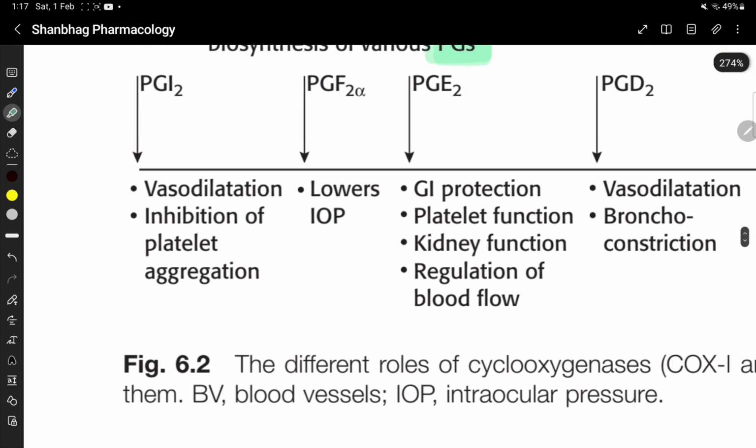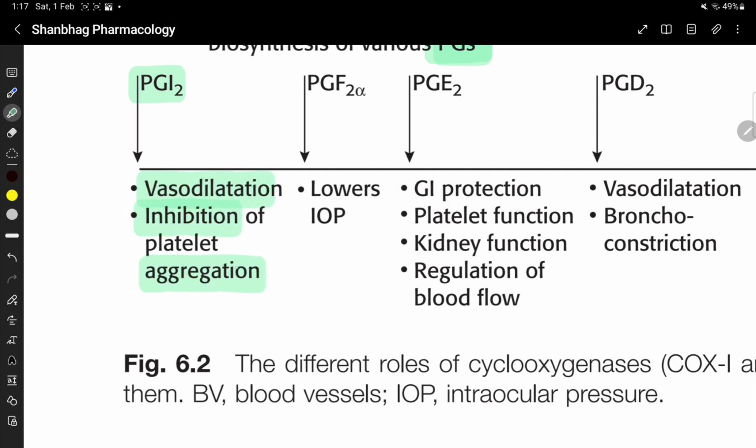Okay, so PGI2. PGI2 causes vasodilation and inhibition of platelet aggregation. PGF2 alpha lowers intraocular pressure and it is used in glaucoma.